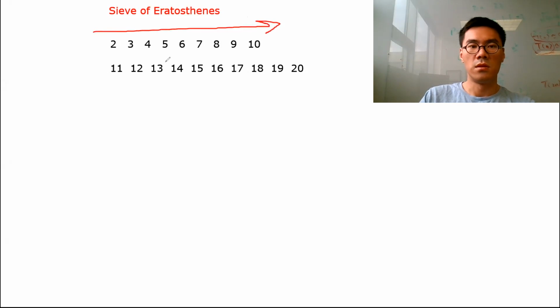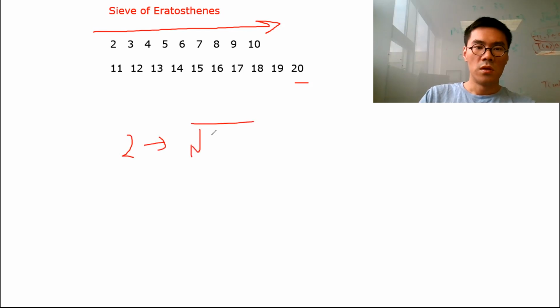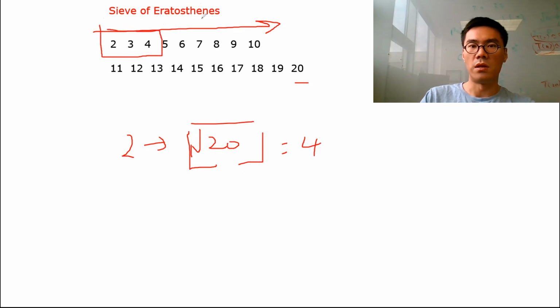this sequence, and let's say we try to find out the prime numbers no larger than 20. So if we try to traverse that sequence, we only need to traverse from 2 to the lower bound of the square root of 20, which is 4. Which means we only need to go through 2, 3, 4 as our starting point.